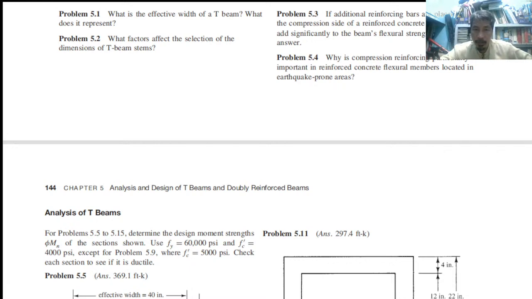What additional reinforcing bars are placed only in the compression side? Will they add significantly to the beam's flexural strength? Explain. Why is compression reinforcing particularly important in reinforced concrete flexural members located in earthquake zones? So we cannot go further to the earthquake design. The reason is important, but it's not yet explained, not yet in this chapter. It is much later, actually the last chapter here. Okay.